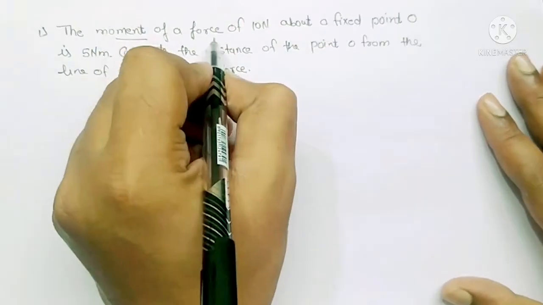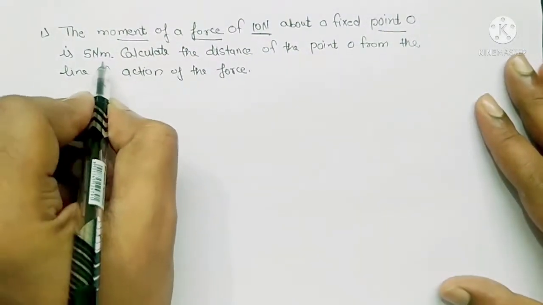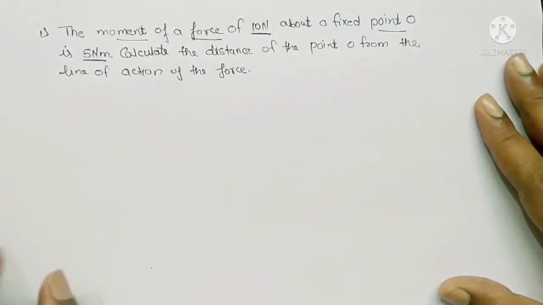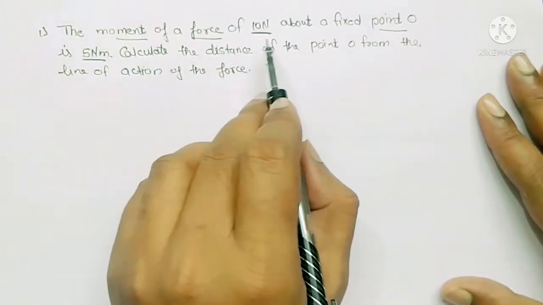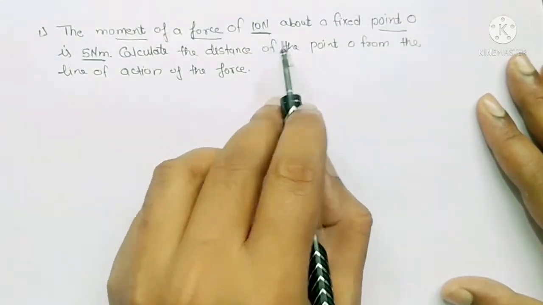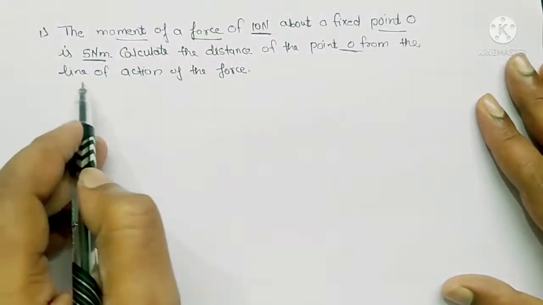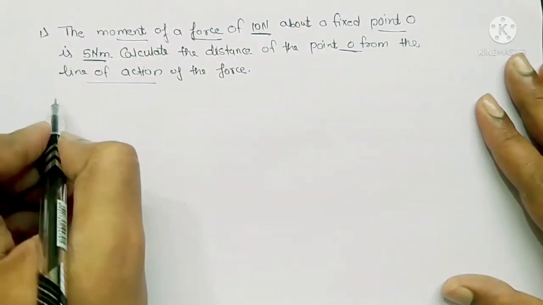The moment of a force of 10 Newton about a fixed point O is 5 Newton meter. So the first question is what? The moment of force is given, that is 5 Newton meter, and the force is what? 10 Newton. Calculate the distance of point O from the line of action of force. So how to solve this?